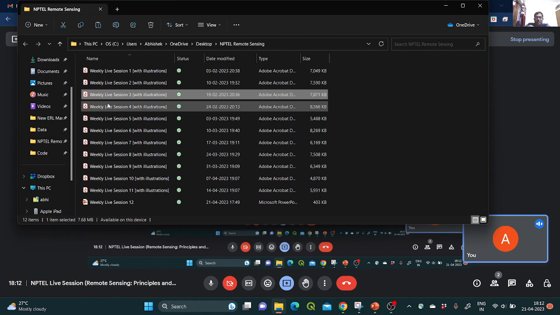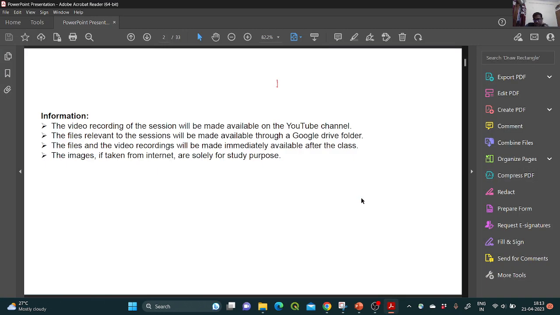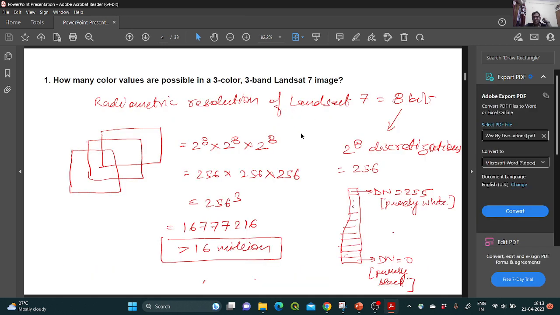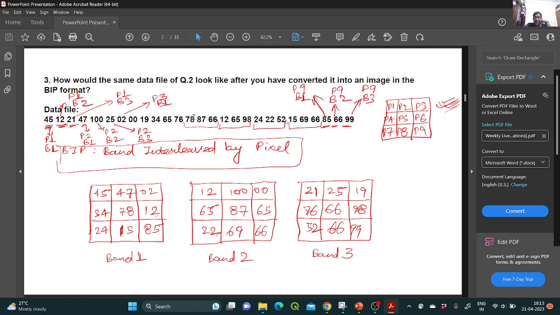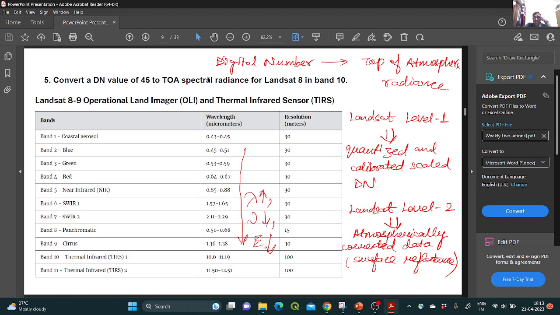Let's see what we discussed in weekly live session 4. So we again discussed the different radiometric resolution, the color values, the same thing which I was discussing. Then we discussed the ways the data is stored in a sensor, whether it's band interleaved by line, band interleaved by pixel, which is BIP. We took a few very elaborate examples to understand it, or whether it is band sequential, BSQ format. We also understood how they are actually stored. So that was what we learned here.